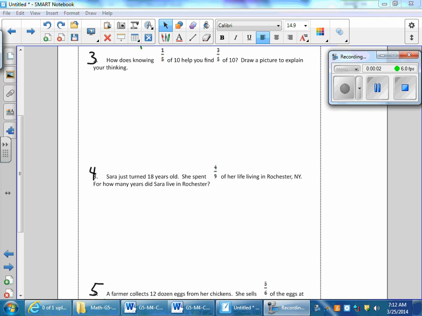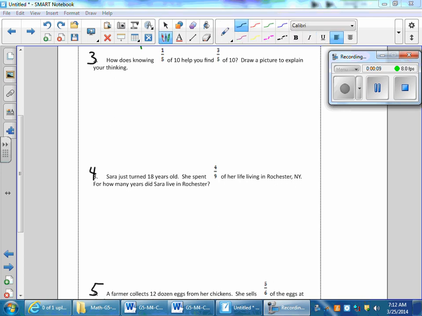Question 3 from Lesson 6, Module 4, homework. How does knowing 1/5 of 10 help you find 3/5 of 10? Draw a picture to explain your thinking.